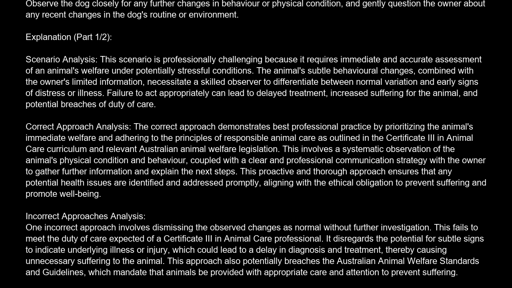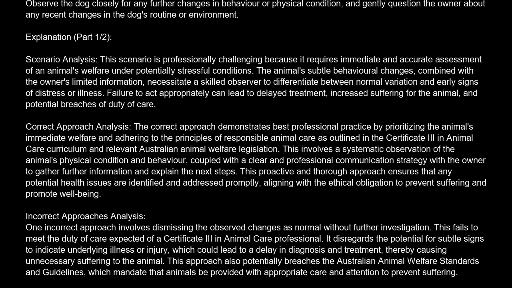Explanation. Scenario analysis. This scenario is professionally challenging because it requires immediate and accurate assessment of an animal's welfare under potentially stressful conditions. The animal's subtle behavioral changes, combined with the owner's limited information, necessitate a skilled observer to differentiate between normal variation and early signs of distress or illness.